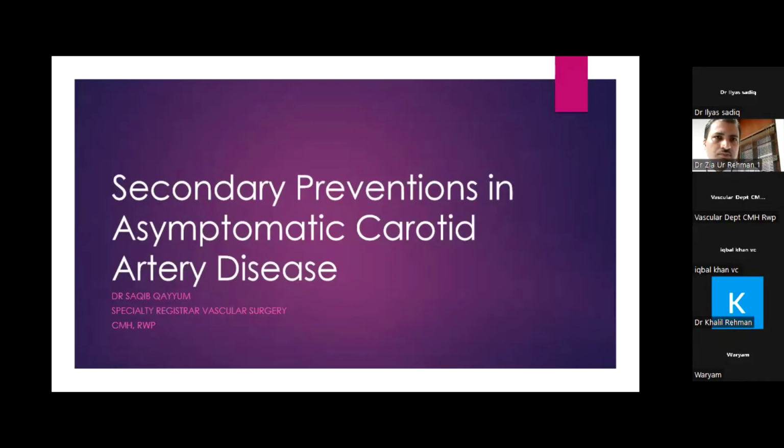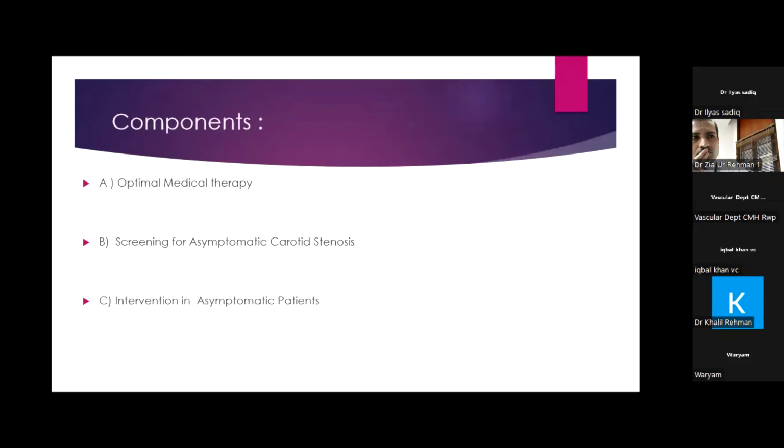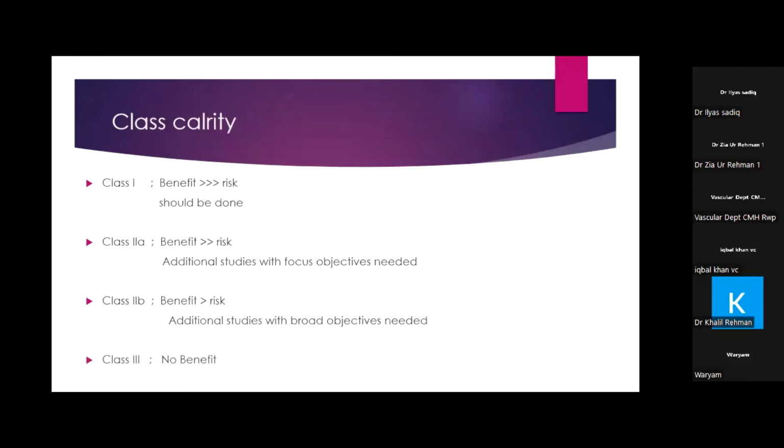Sir, my today's presentation is about the secondary preventions in asymptomatic carotid artery disease. The components of secondary preventions are: one, optimal medical therapy; two, screening for asymptomatic carotid stenosis; and three, intervention in asymptomatic patients.